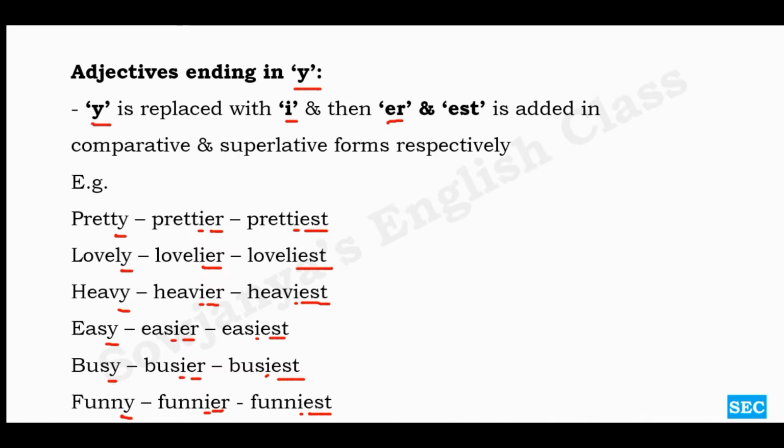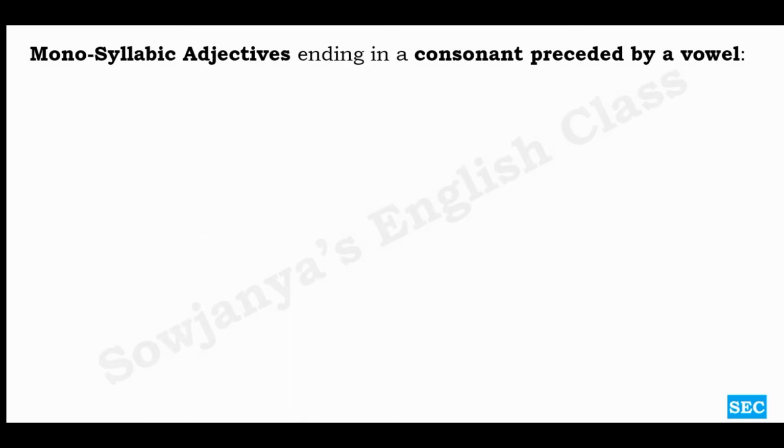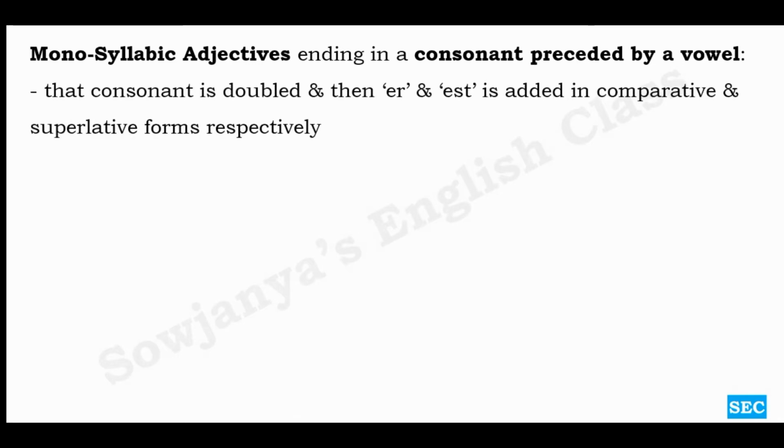Y changes to I and ER is added in comparative, EST is added in superlative. Monosyllabic adjectives ending in a consonant preceded by a vowel. We all know what vowels are: A, E, I, O, U. If any consonant is preceded by a vowel, then what happens? Let us see. That consonant is doubled and then ER and EST is added in comparative and superlative forms respectively.